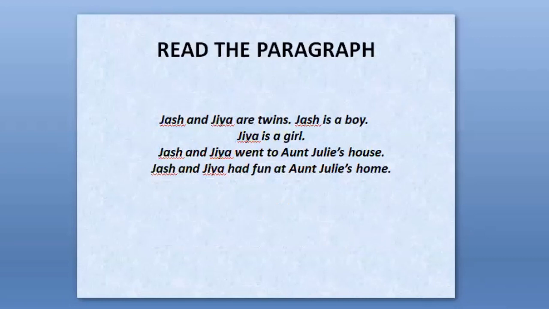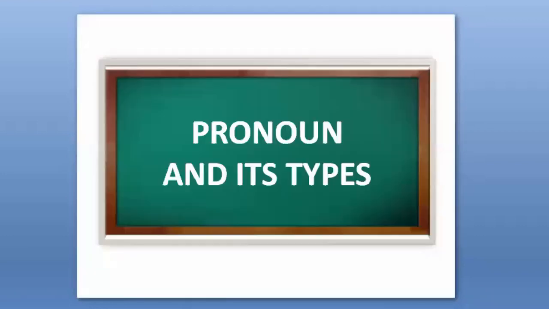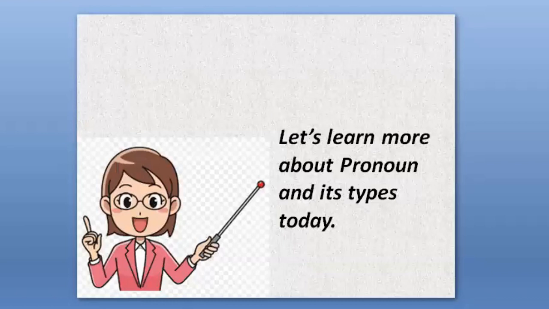Now children, here in the sentence, Josh and Jia, they are the nouns. The noun is repeated several times in the paragraph. So it creates a lot of repetition and boredom for a reader. So to avoid this repetition, we make use of certain words. So let's see which words we use and what those words are called. So children, let's learn more about pronoun and its types.